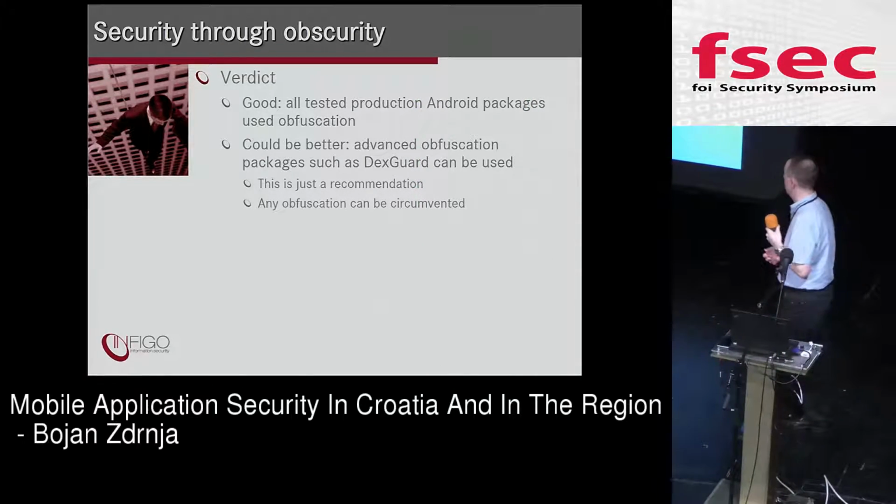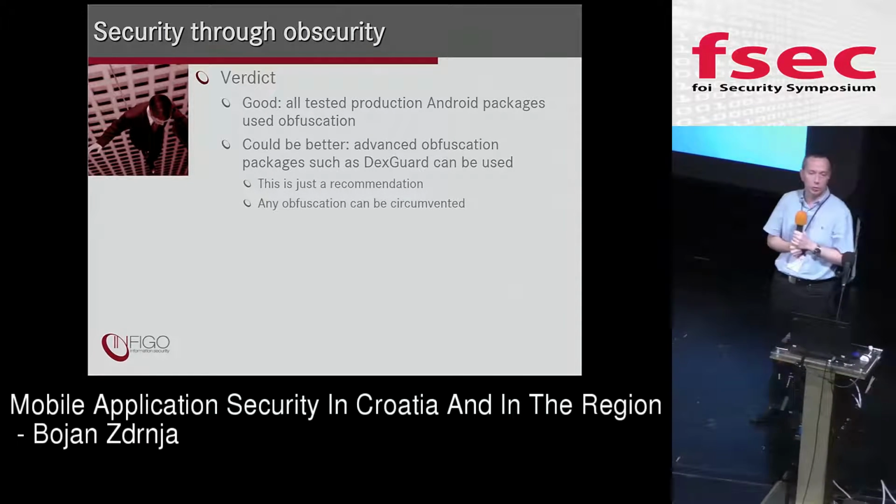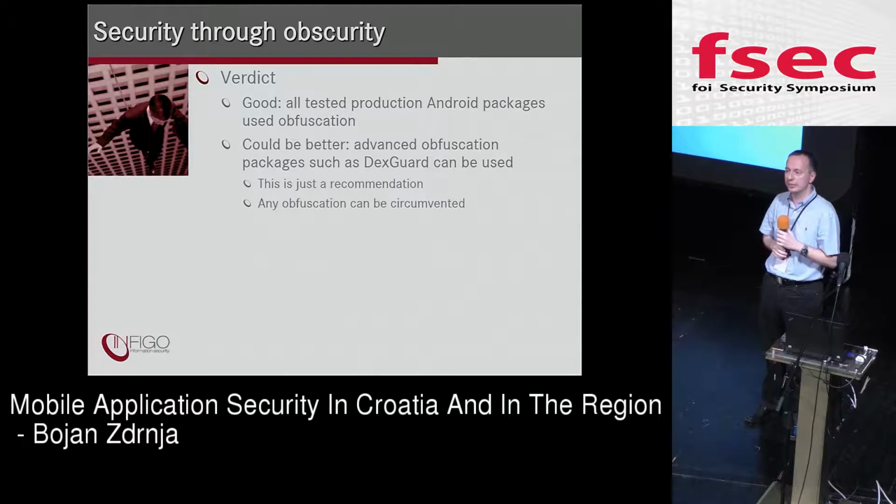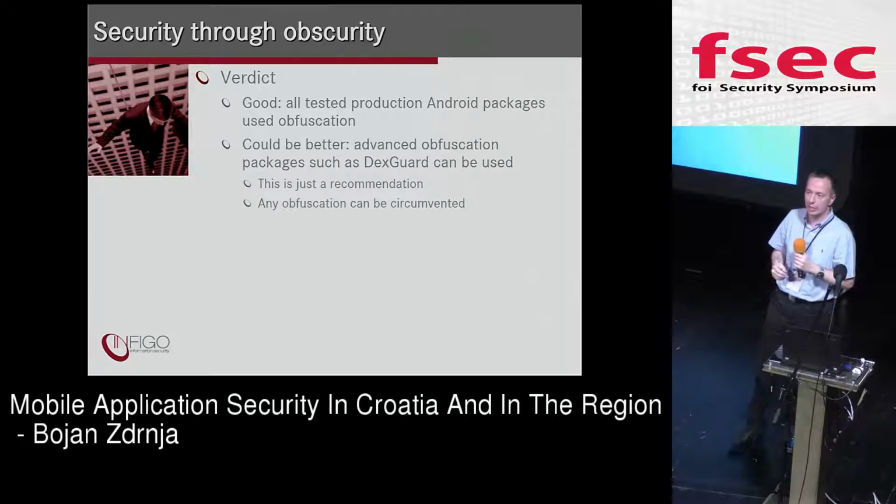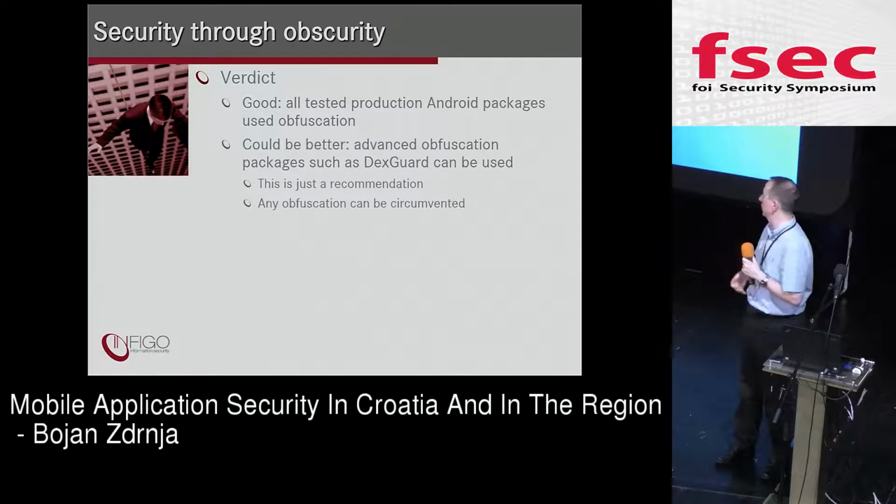What's the status with our applications in Croatia? Good. Absolutely every application that we tested that came from the store actually used at least ProGuard obfuscation.